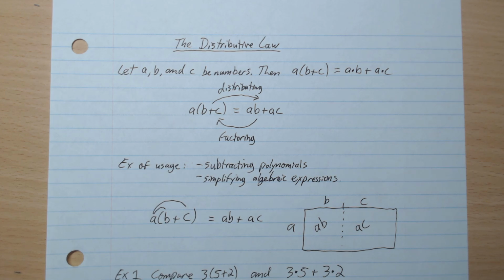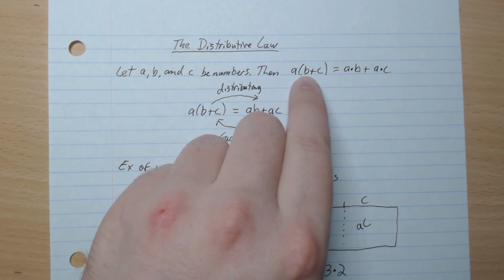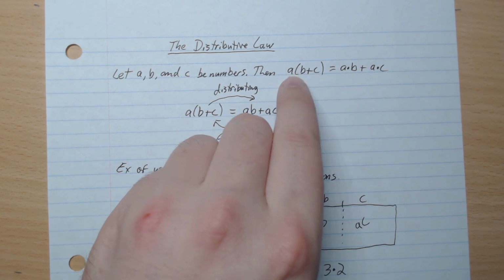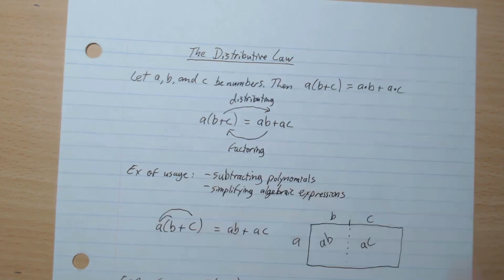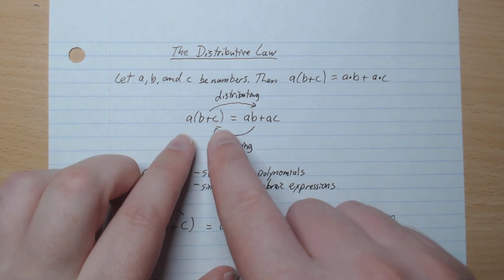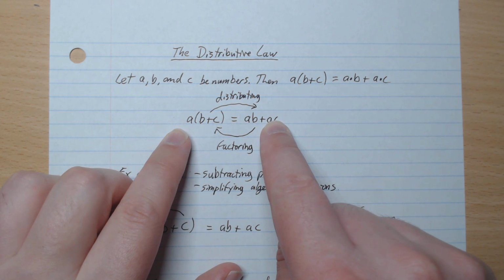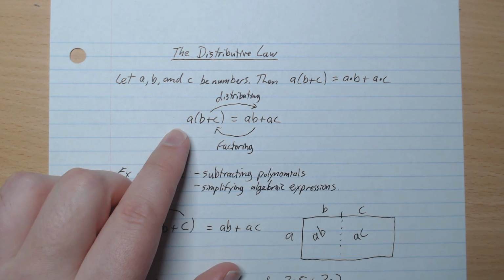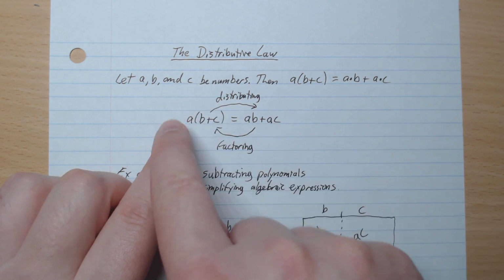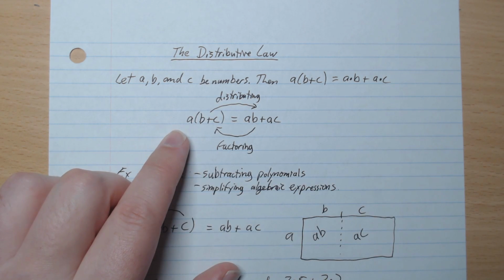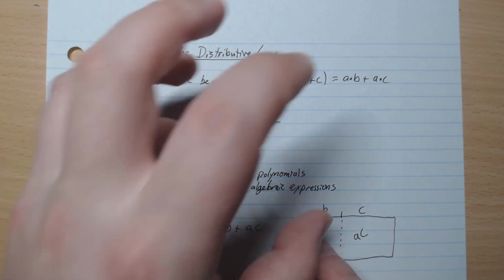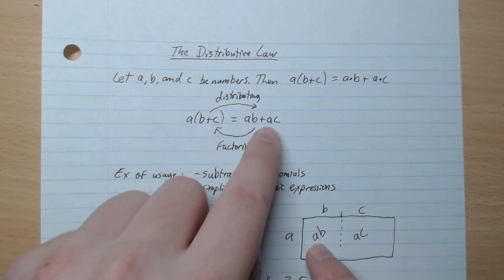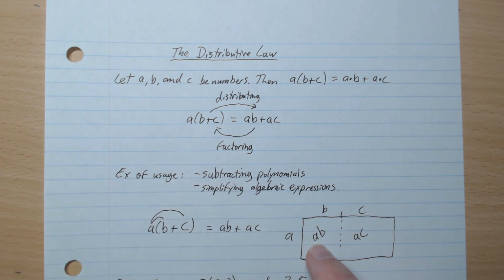So what's that? Let A, B, and C be numbers, then A times (B plus C) is equal to AB plus AC, like that. And so whenever we're going into this motion, where A times B plus A times C, this is called distributing, where we're distributing the A over B plus C. And going in the opposite direction, where we're taking out an A that's in common, that's called factoring.